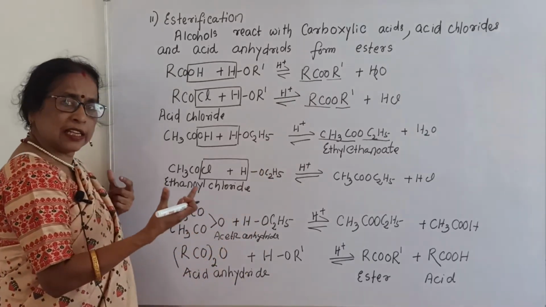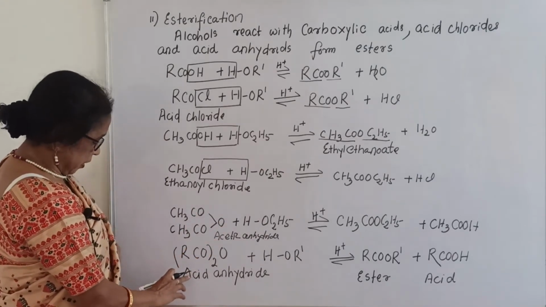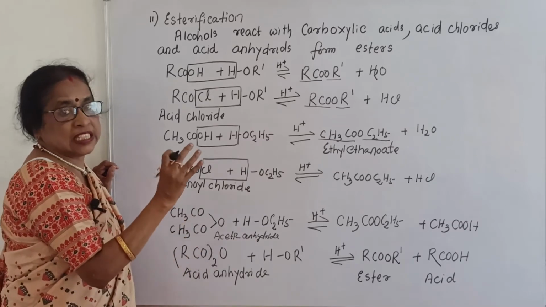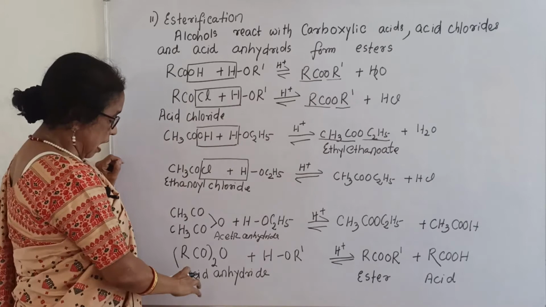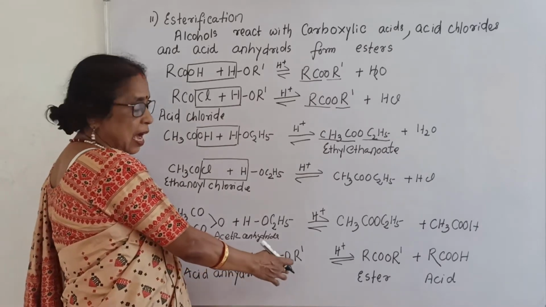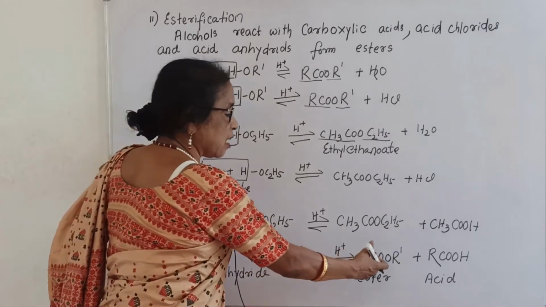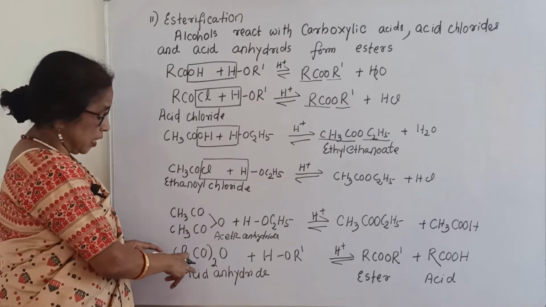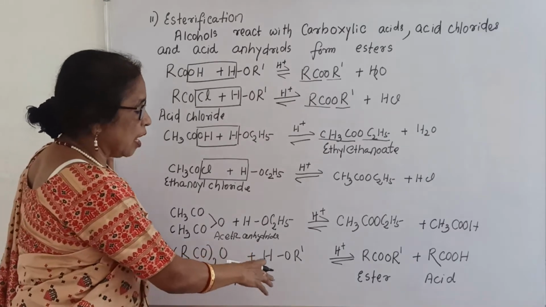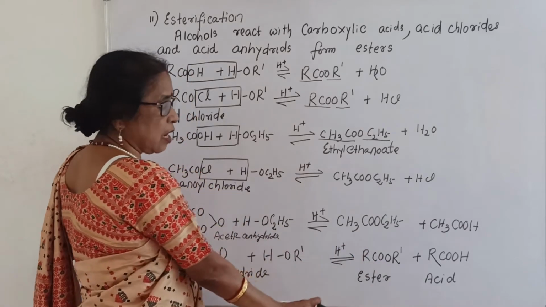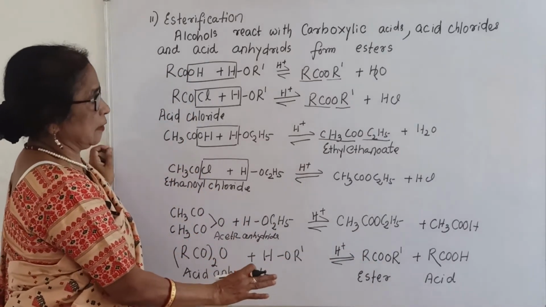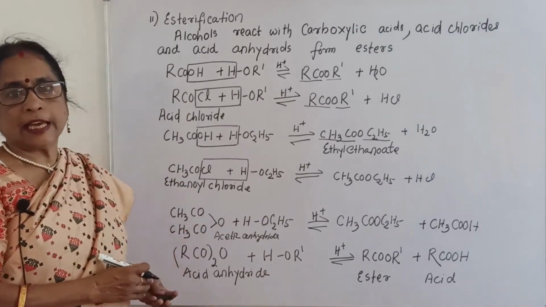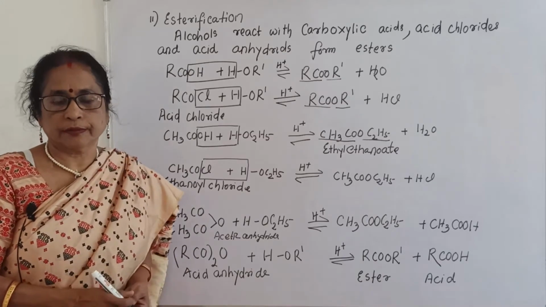In general, you can say this is (RCO)2O, two times RCO. This is the general formula for acid anhydride, and when you combine it with alcohol, you produce ester on one side and acid on the other. Here I first put one example, after that I put the general formula. In the general formula you can see RCOOR' ester and RCOOH acid. I hope the esterification process is clear, and now I will go to other chemical reactions of alcohols.